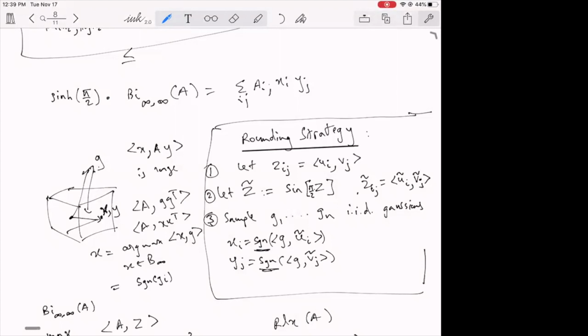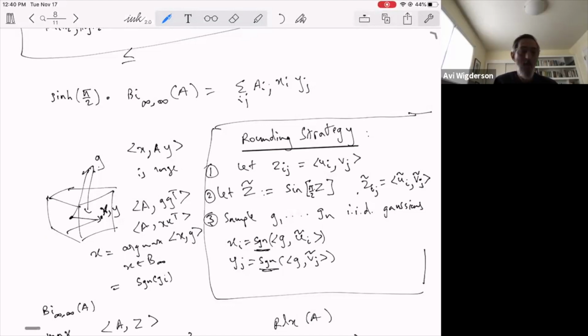This strategy is more generic. One can define the strategy for more general norms, and actually it's no longer entry-wise. This fact that the maximizer in the unit ball is the entry-wise sign of the Gaussians is no longer true in general norms, but the general strategy still applies. And in fact, Pisier's algorithm has a step that looks like this. So, more questions to Vijay.